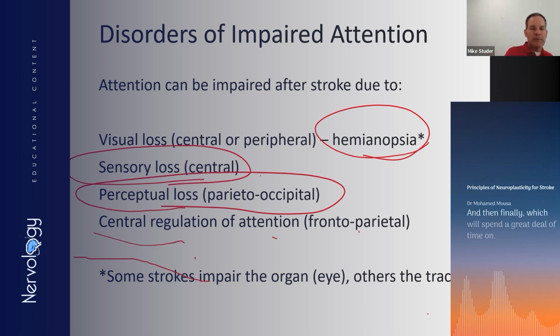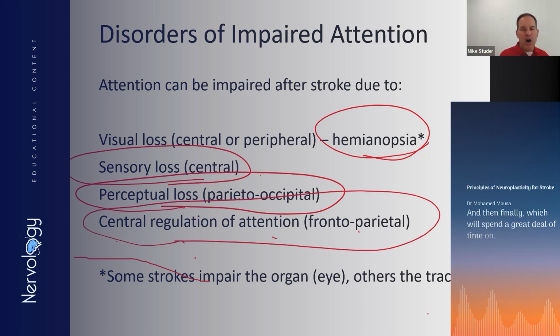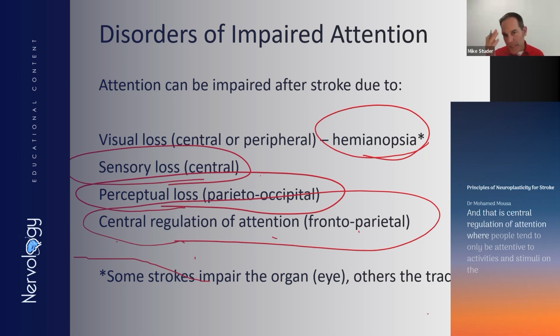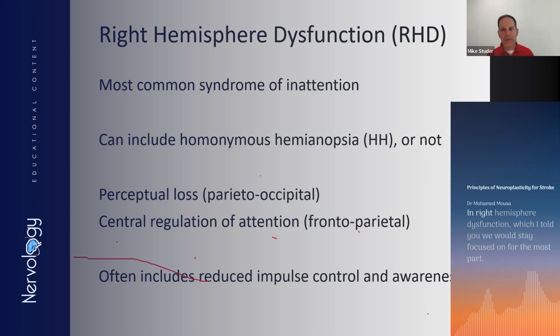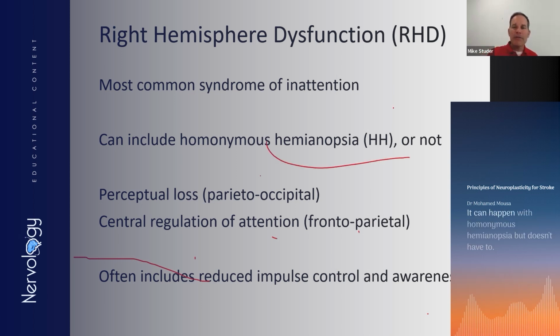And then finally, which we'll spend a great deal of time on, and that is central regulation of attention, where people tend to only be attentive to activities and stimuli on the right side of their world. All right, in right hemisphere dysfunction, which I told you we would stay focused on for the most part, this is the most common syndrome of inattention. It can happen with homonymous hemianopsia, but doesn't have to.